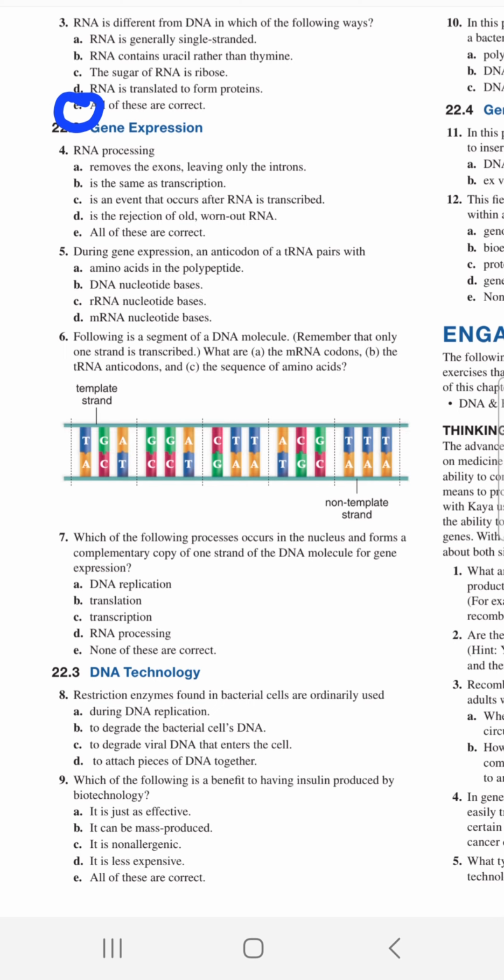Question number 4, RNA processing. In other books, it can also be called RNA splicing. So what it does is that it removes the introns and leaves the exons. Does it remove the exons, leaving only the introns? The opposite actually happens. Is it the same as transcription?